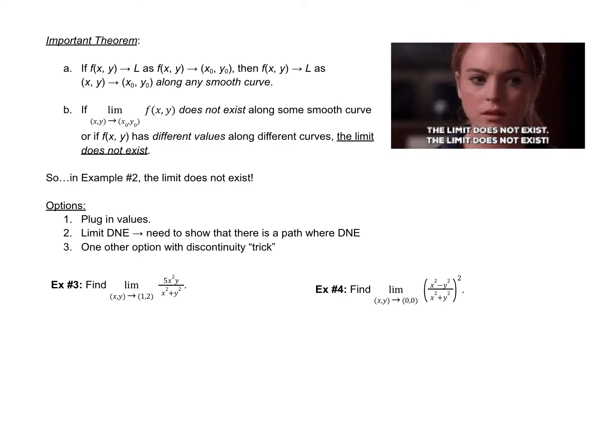So here's what I would suggest when you're approaching a limit. Plug in the values, so plug in the x and y, and if you get a value, great. If you don't, then in all likelihood, the limit does not exist. If that's the case, you need to show that there's a path where the limit doesn't exist, or you need to show that you have 2 different paths with different values. So let's take a look at some examples here.